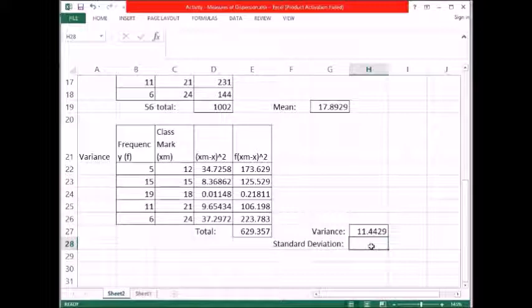So, equals, then let us type SQRT, no? It means square root. Then, open parentheses, click the cell containing the variance, then close the parentheses. Na po. So, bago po kayo mag-enter. So, the standard deviation of the given is 3.38.